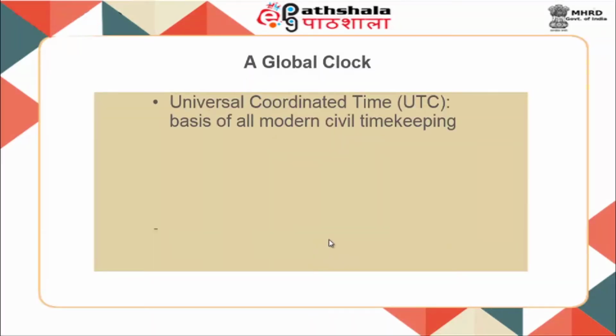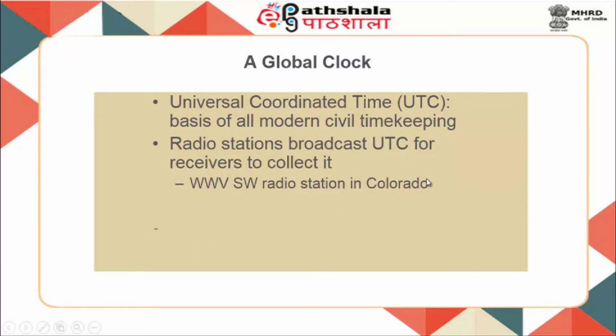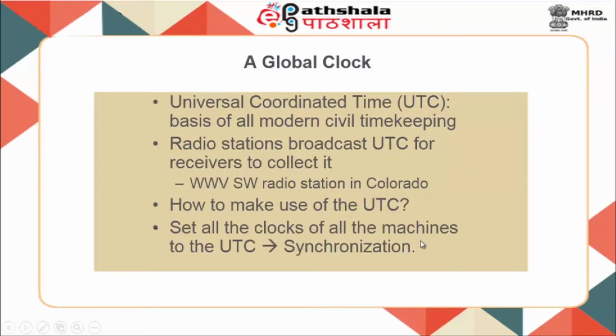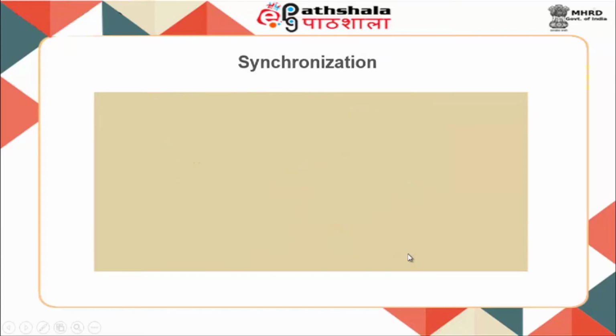So, what is a global clock? Actually, coordinated universal time, or UTC, is a global time that is maintained with an atomic clock, and the value of this clock is available even over a broadcasting station. Therefore, anybody having a receiver is able to easily receive the value of this atomic clock or UTC and synchronize their clocks. So, how do we make use of this? We use UTC to synchronize our clock.